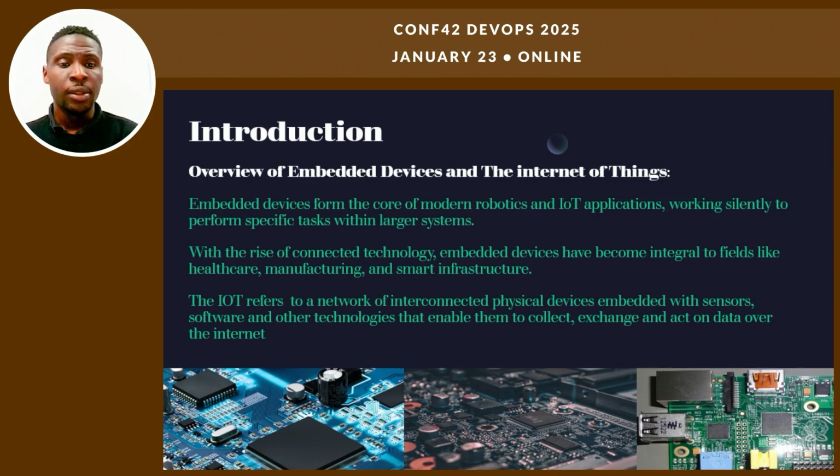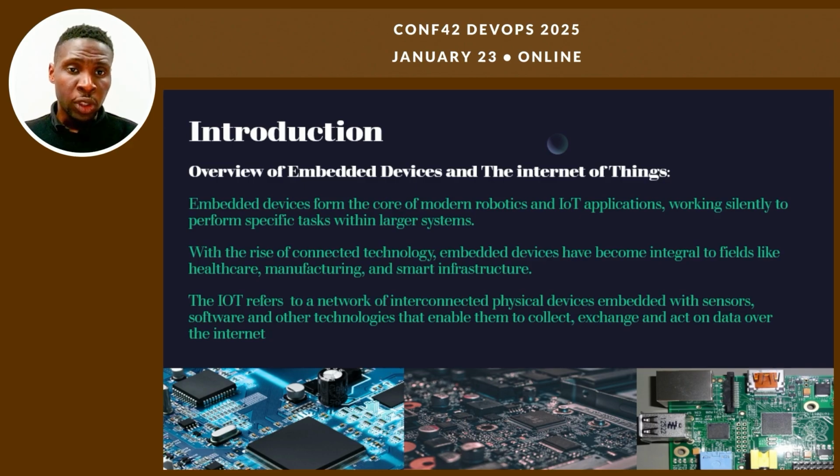Now, what are these embedded devices? These embedded devices are like the brain behind what modern robotics and IoT applications do. They work silently to perform specific tasks within larger systems. They are like the brain behind this modern technology, these smart systems. They find applications in the healthcare sector, in the manufacturing sector, even critical infrastructures like railway systems, power grids, smart grids. These IoT devices are expected to grow to over a billion users by the year 2030.